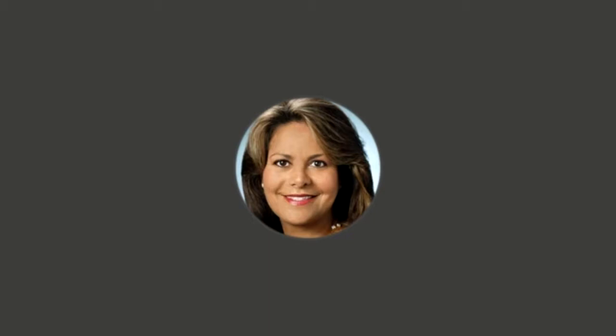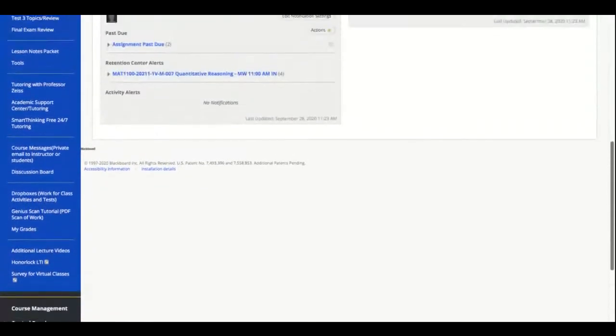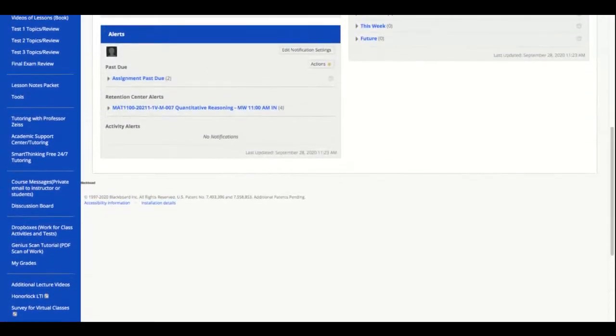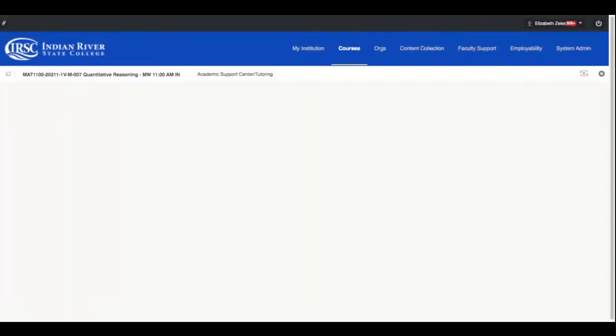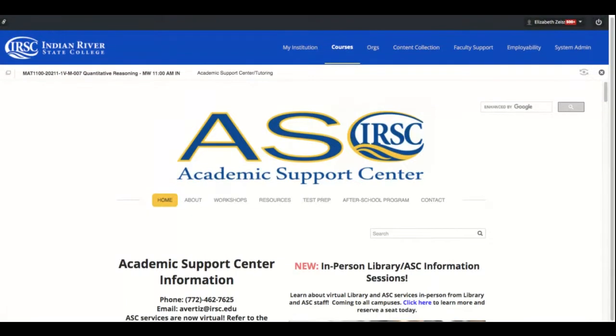Okay, so let's see, share, pick the tab. I'm gonna pick a Chrome tab. I opened up your Blackboard shell. I push share, and there you are in your Blackboard shell. I mean, the only reason that I did this is because I just wanted to show you that I already set you up to go directly into tutoring. You do literally nothing more than push Academic Support Center and scroll to the bottom of the page.